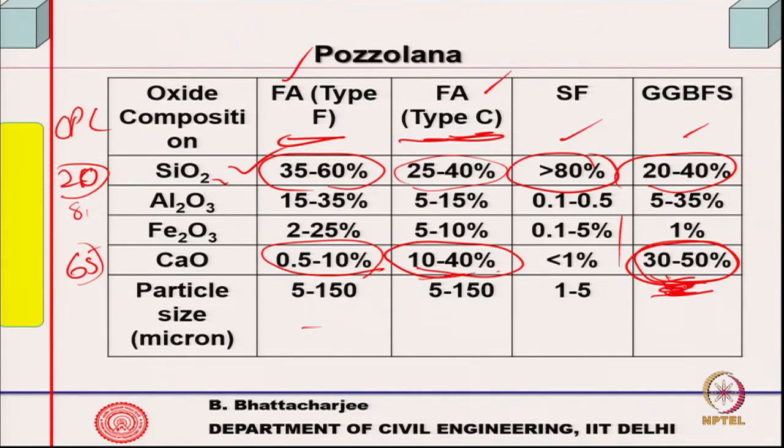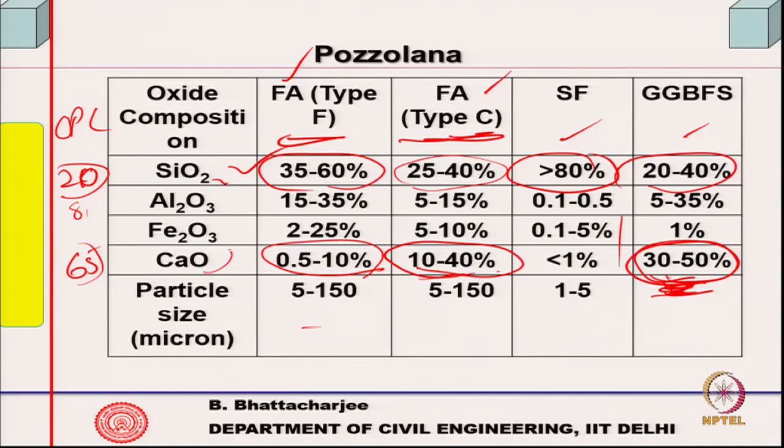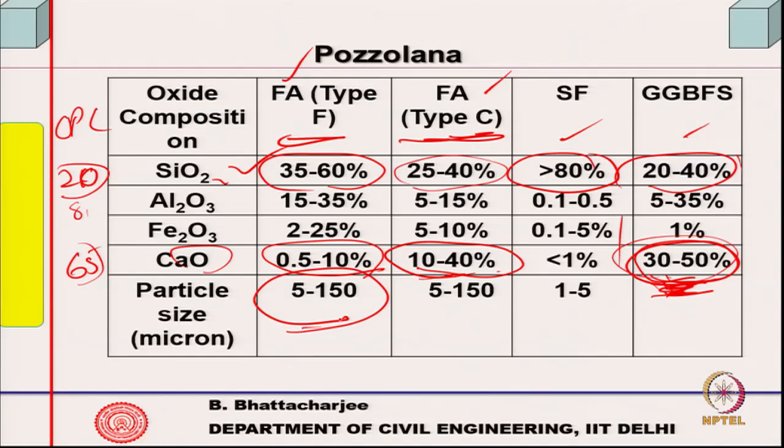So, therefore, this one, GGBFS, can show some sort of cementitious reaction also, because both this is active, this is also active, but they do not exhibit this reaction on their own. You need a catalyst or an activator to start this cementitious reaction in lime, right, cementitious reaction in lime. So, therefore, if you activate GGBFS, you can make a new kind of cement, we will come to that. Now, one more important aspect is the physical characteristic. This is 5 to 150 micron, similar size, particle size in micron, and this is very small, 1 to 5 micron.